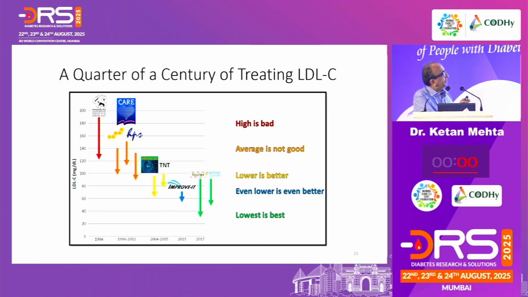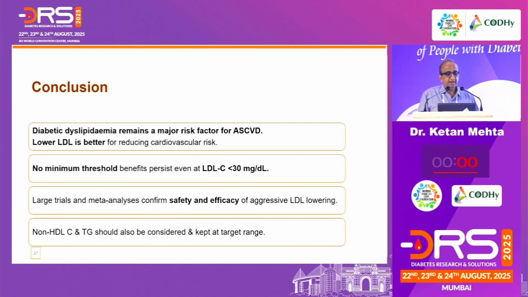So in a quarter of a century of treating LDL, the dictum has changed. Earlier it was high is bad, then average is not good, lower is better, even lower is even better, and lowest is the best. So that is the formula we should be using.